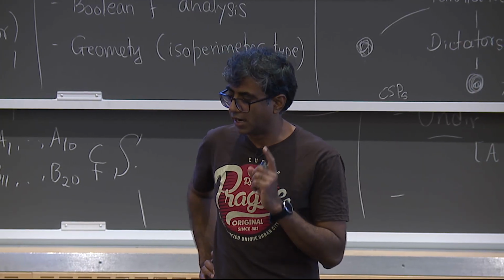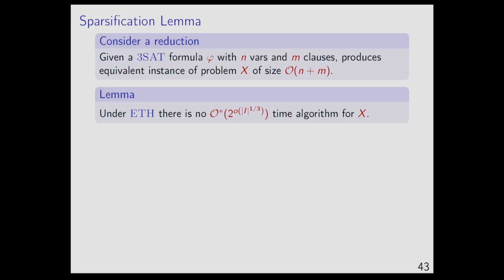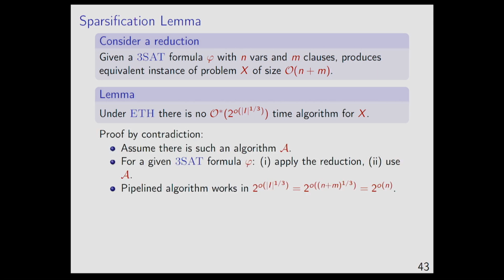So under ETH, now we will show that there is no size-of-the-instance to the power little o of 1 by 3 algorithm for x. Why? Assume there is such an algorithm A. For a given 3-SAT formula, apply the reduction and use A. Now if you pipeline this, the algorithm works in time 2 to the power little o of (n plus m) 1 by 3, which is 2 to the power little o of n, because m can at most be n cube for 3-SAT. That's the point.